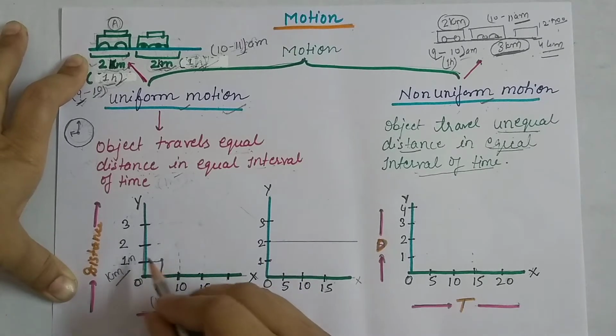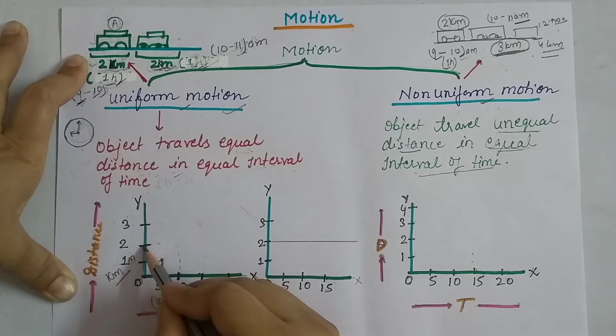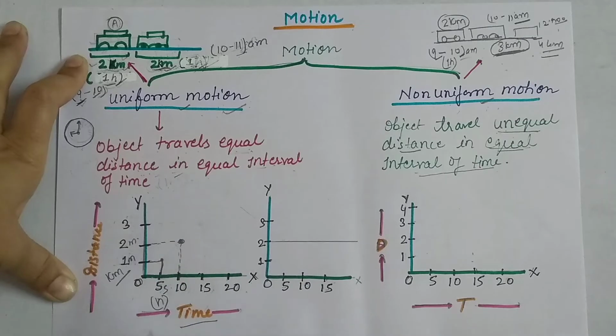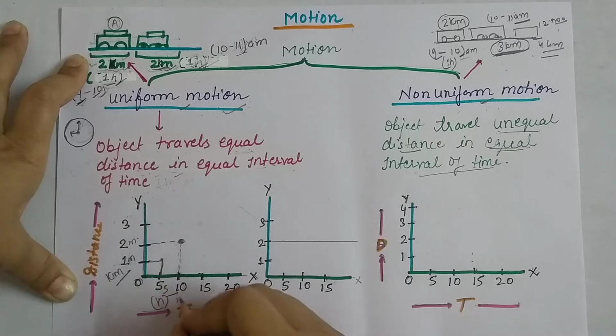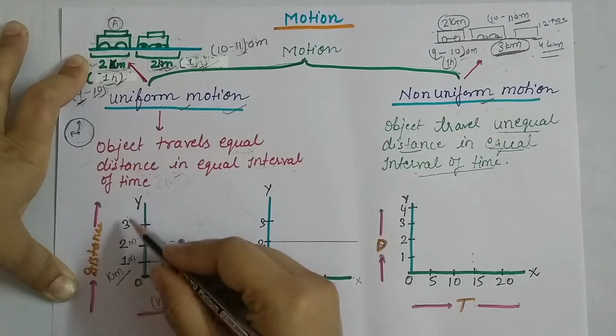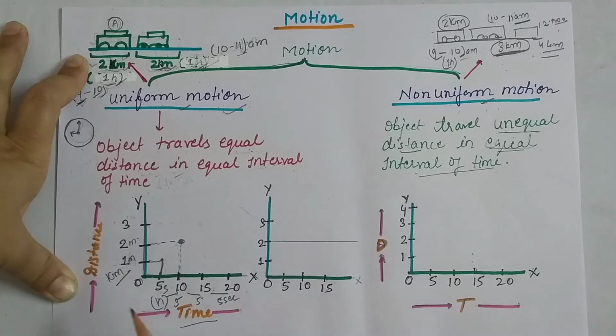Now in the next one, after 5 seconds, at 10, the object covers 2 meter. So can we put here 2 meter? Here you are able to see the differences. There is a 5 second difference. Here 10 and 15 also 5, 15 and 20 seconds difference is there. So after every 5 seconds the object is traveling 1 meter.